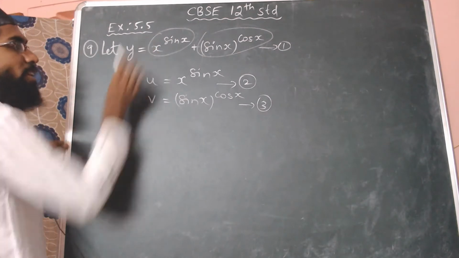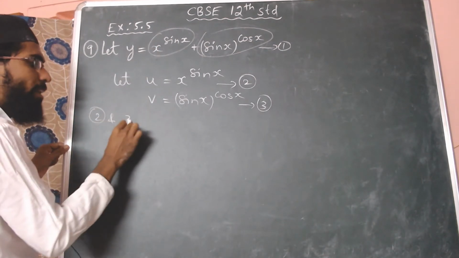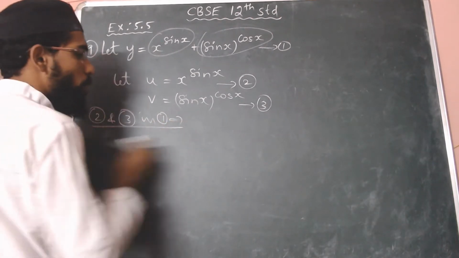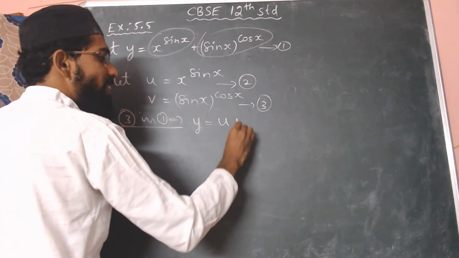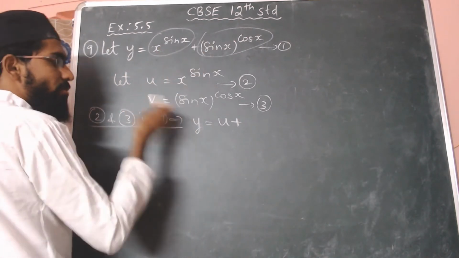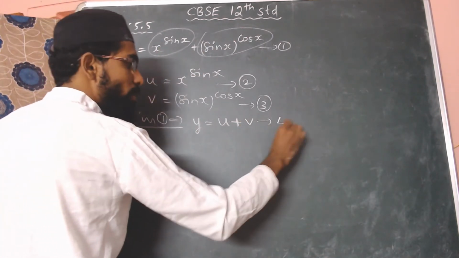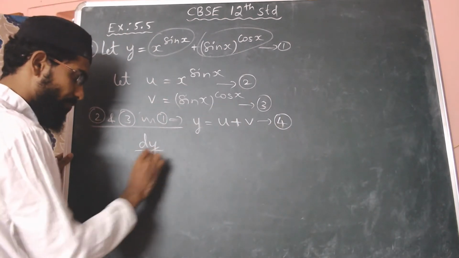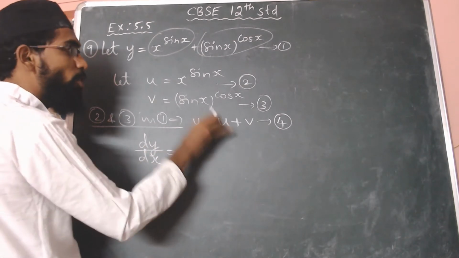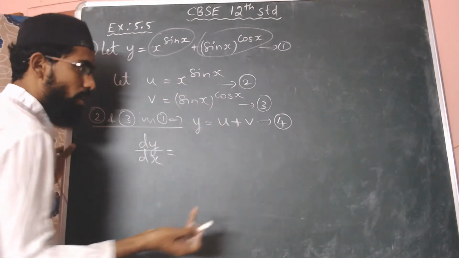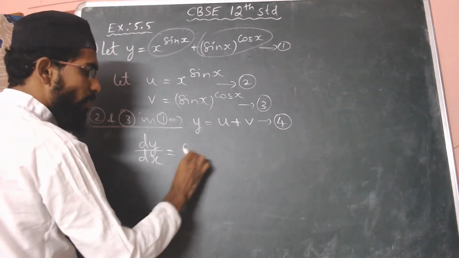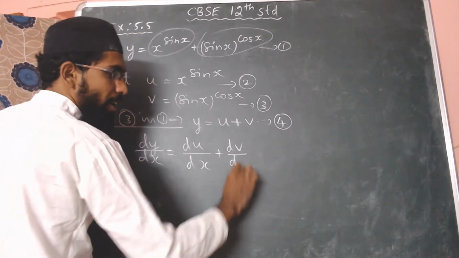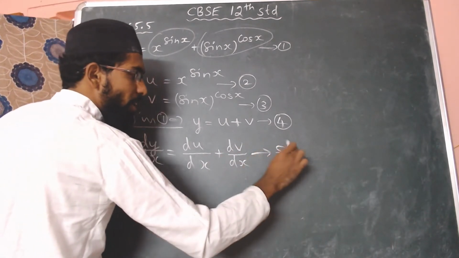Now if I substitute equations 2 and 3 in equation 1, what will I get? I'll get y equal to u plus v, because I've taken this as u and this as v. Let me take this to be my equation 4. Now differentiate this. What will I get? dy by dx equal to, u is also a variable here and v is also a variable, so if I differentiate, I'll get du by dx plus dv by dx. Let me take this to be my equation 5.